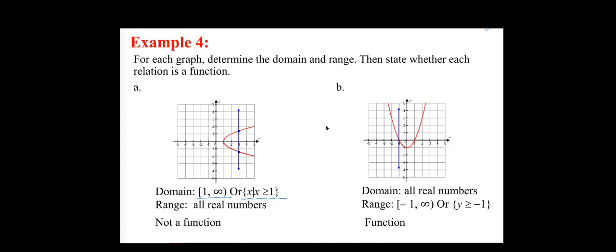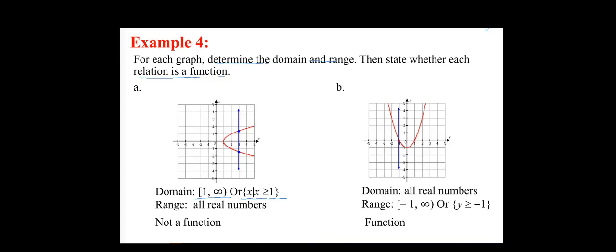So the purpose of drawing that vertical line was to identify whether it's a function or not, because that's what they ask you. It says determine the domain and range, and they also wanted to know whether it's a relation or a function. So this is a relation. This is a function. Are we okay with that so far?